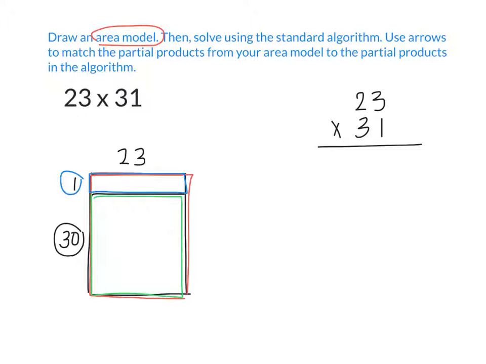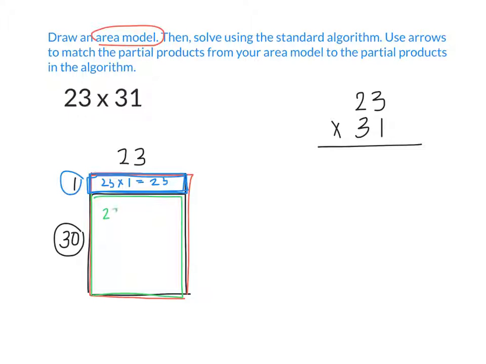How do I find the area of this blue rectangle, the top part? I have to find the length times the width. What's the length? 23. What's the width? 1. So what's 23 times 1? 23. What's the area of that part? 23. Good.